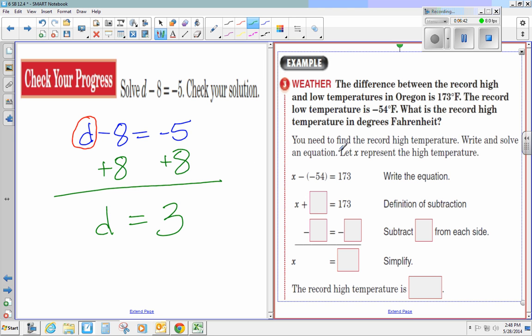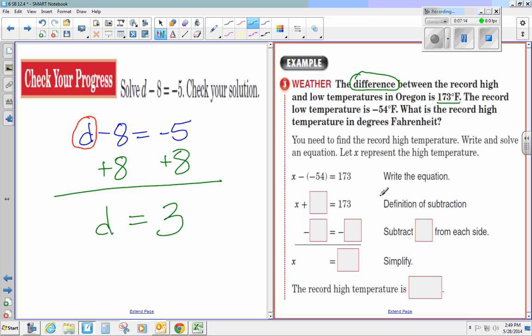Almost done. The difference between the record high and low temperature in Oregon is this much. The record low temperature is negative 54. What is the record high? All right. So we're finding a difference. So we're subtracting. It's saying that the difference is 173. So that's why we're equal to 173. And it says that the high temperature minus the low temperature should give you 173.